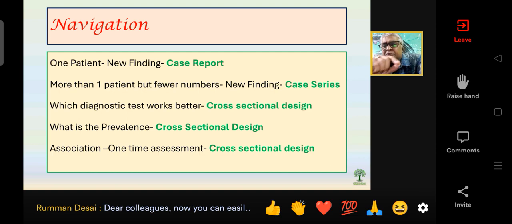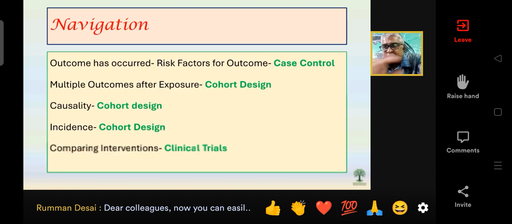One patient, new finding, it's a case report. More than one patient, but fewer numbers than a required sample size, new finding, it's a case series. Which diagnostic test works better compared to another diagnostic test? Cross-sectional design. What is the prevalence? Cross-sectional design. An association, one-time assessment of the measures, a cross-sectional design.